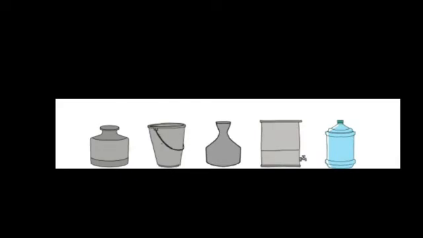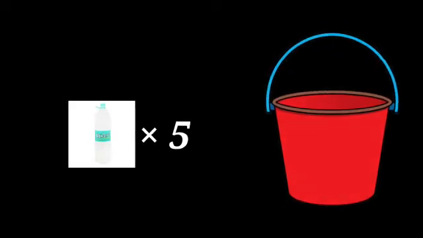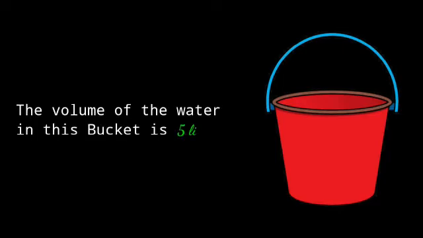Pour 3 liters of water into each of the above containers. The water will take a different shape in each container because each container is of different shape. But the volume of water in each container is 3 liters. 5 1-liter bottles of water were poured into this bucket. The volume of the water in the bucket is 5 liters.